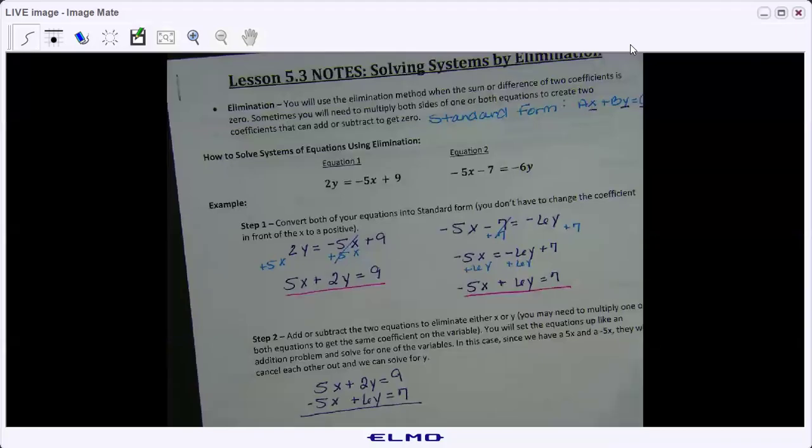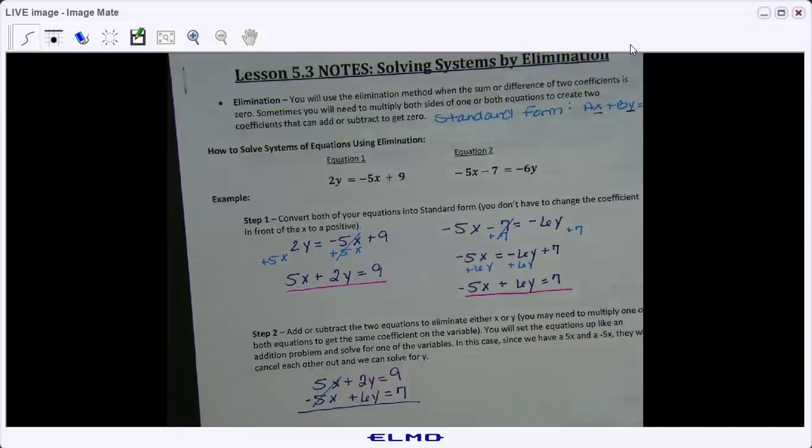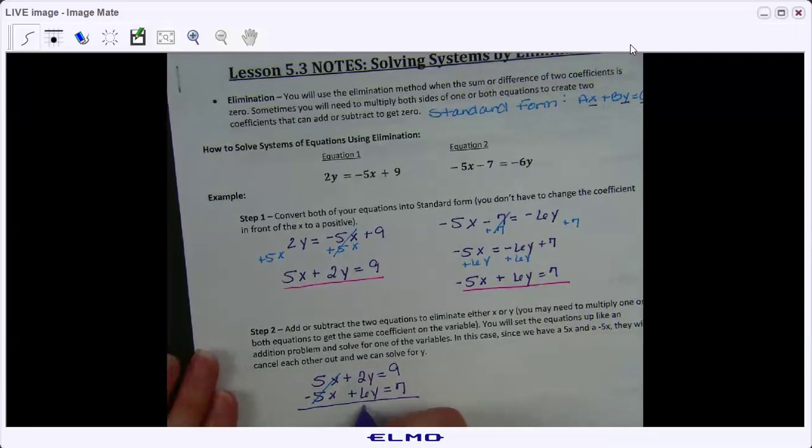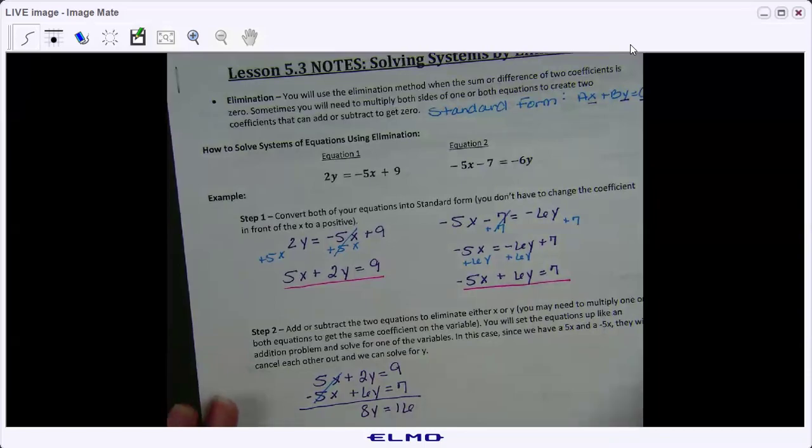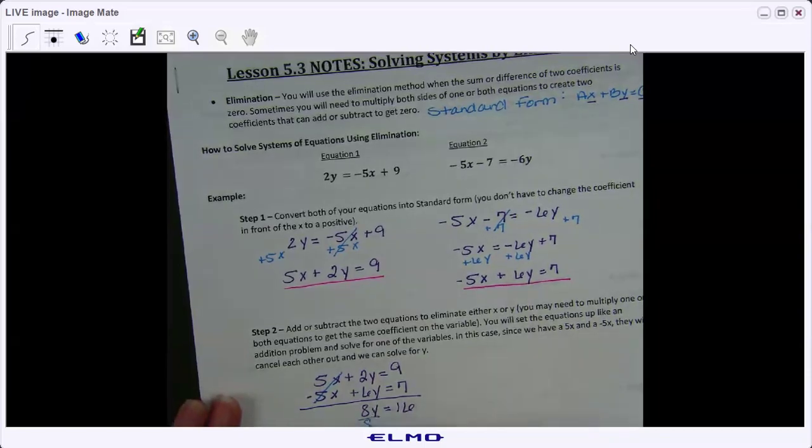So what's 5x minus 5x? Yeah, it's 0. So those just cancel out. Look, I've just gotten rid of my x's, so now I'm just going to solve for my y's. So 2y plus 6y is 8y, and 9 plus 7 is 16. And now, in order to find y, I'm going to divide both sides by 8, and y equals 2. So I've just found half of my solution.